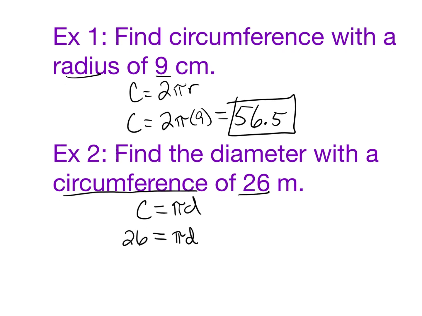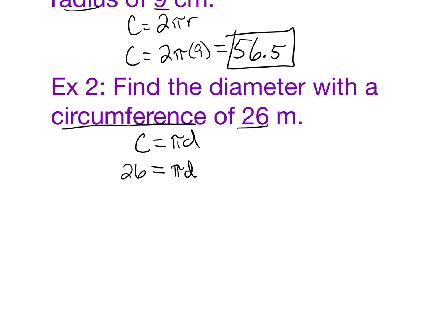Now I need to solve for it. So I'm going to divide by pi to get d by itself. And in your calculator, you do 26 divided by pi. Round to the first decimal place and tell me what you get. So 8.3.